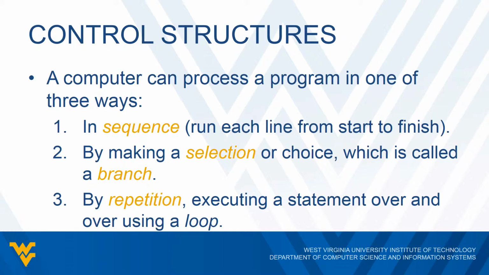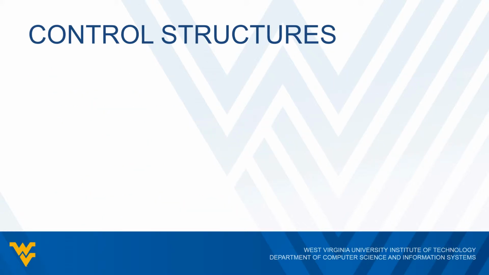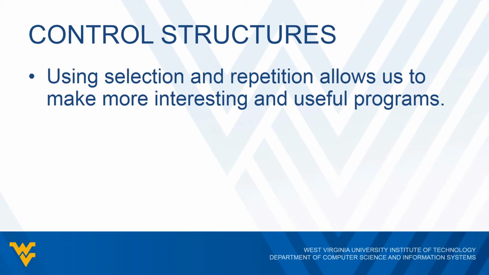Now, the first approach allows us to do a couple things, but we're really limited with what we can actually do in our program. So we're going to focus more on the second and third options, the selection and repetition type structures. So as I was saying, by using selection and repetition, our programs can become more interesting and more useful. We can do a whole lot more with selection structures and repetition structures than if our programs just went from beginning to end and did nothing else.